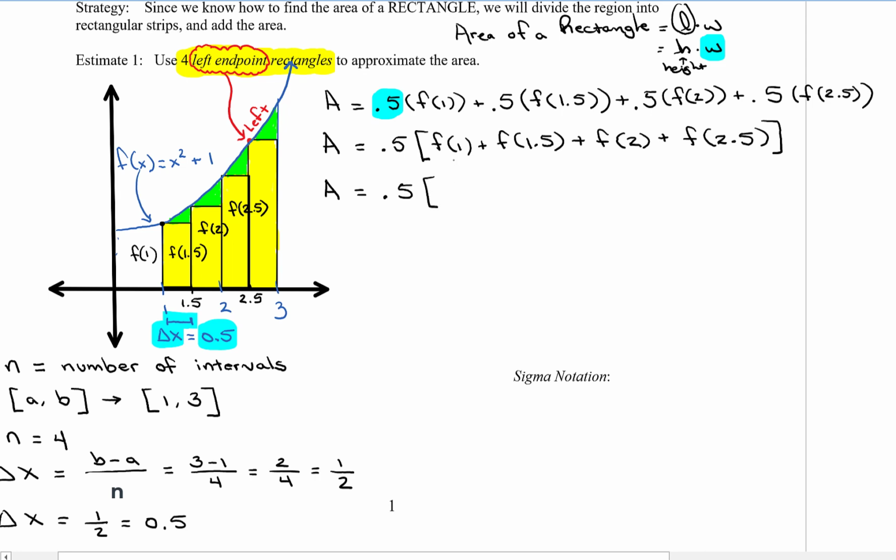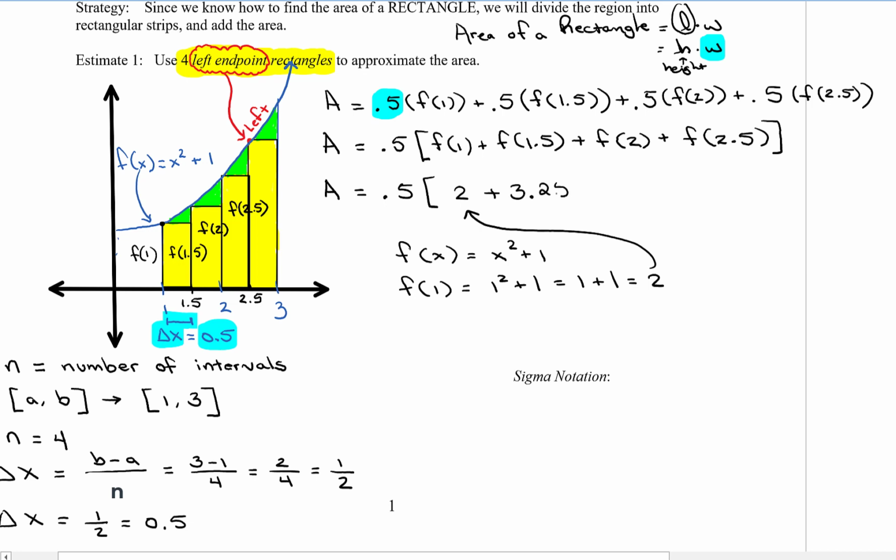A equals 0.5 times, open up a square bracket, and here we're going to put the value of f of 1. F of x equals x squared plus 1, therefore f of 1 is equal to 1 squared plus 1, which is 1 plus 1, which is 2. So we're going to insert a 2. So we're going to write 2 plus f of 1.5. F of 1.5 is just going to be equal to 3.25. And I'm not going to show the work for that. You guys can do that in the calculator. Plus 5 plus 7.25 and close the square bracket.